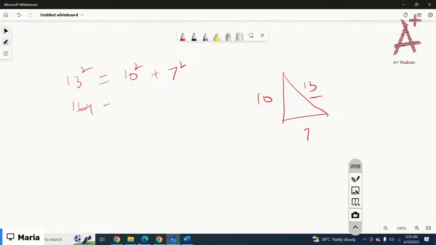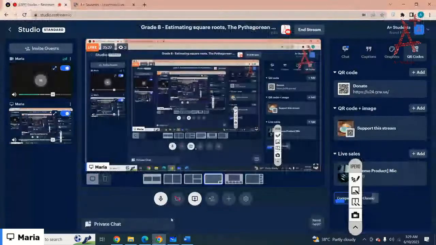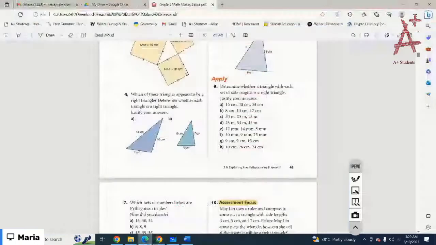So 13 square is 169, 10 square is 100 and 7 square is 49. It would be 149. Got it? They are not equal. That means no, this is not a right angle triangle. If both sides are exactly equal, that means that is a right angle triangle. Got it?